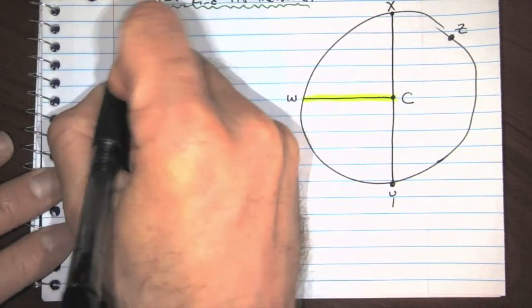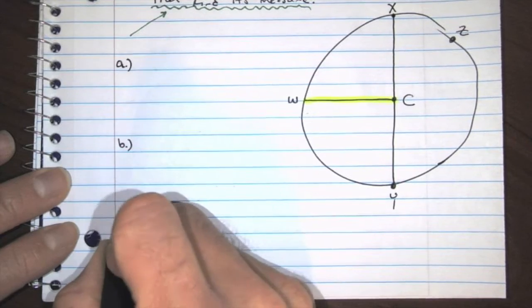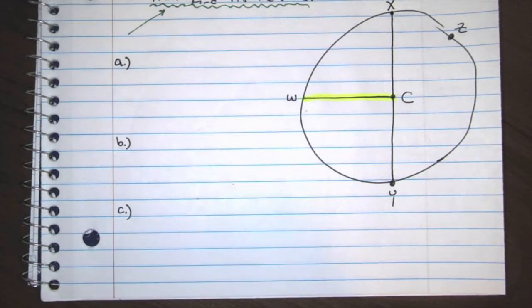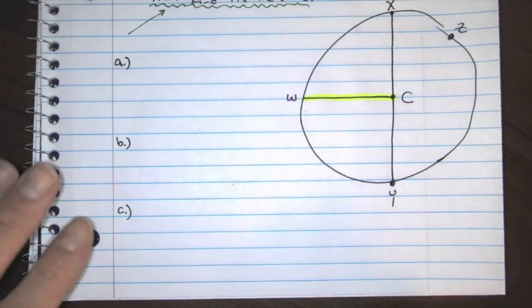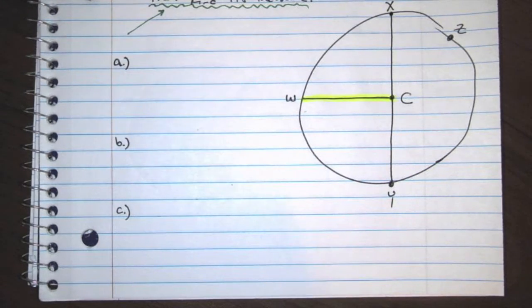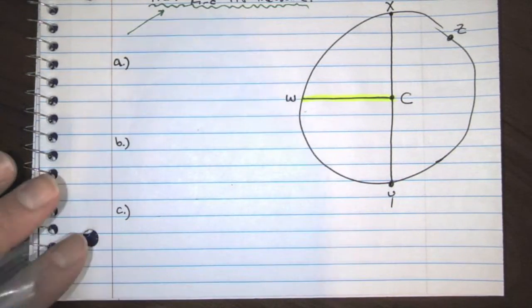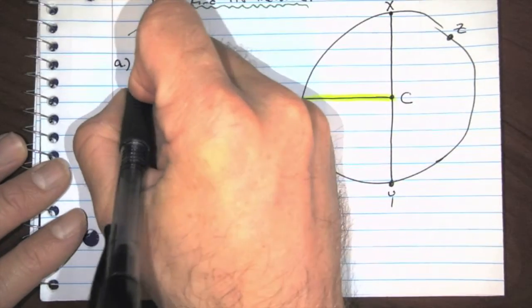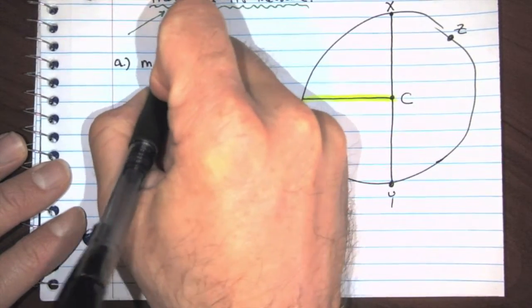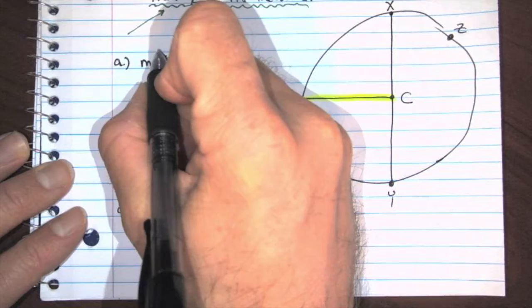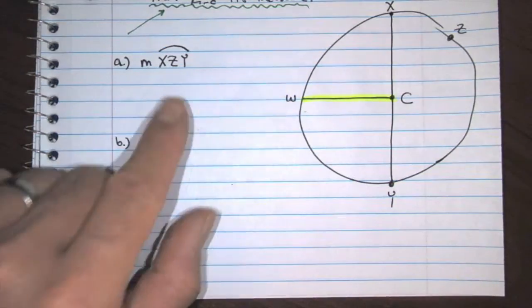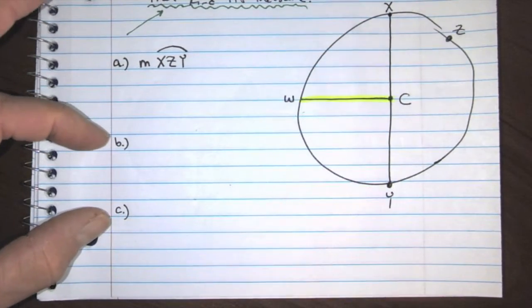I got a couple examples for you. There's an A, there's a B, and there's a C. Now I want you to pause it when I put all these up because I want you to try these on your own. Pause it. I'm telling you, pause it. Let's start off with the measure of X, Z, Y. Let's do this first one together, shall we? Here, don't pause it yet. We'll pause it for these two.